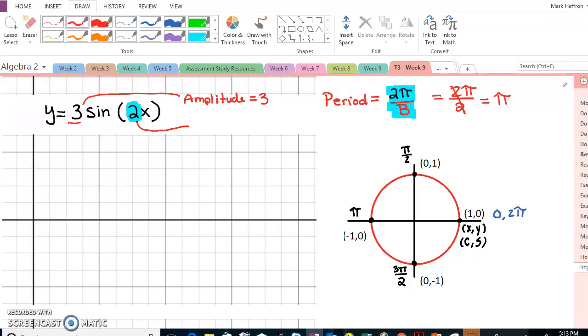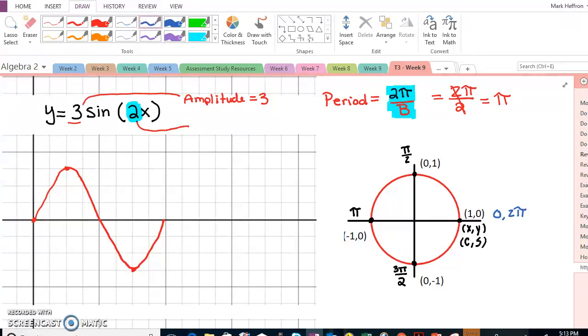So what I'm going to do, this is going to be kind of a cheater way to do this, but I'm going to draw the sine curve. 0, 1, 0, -1. And then I'm going to stretch it up to 3 and down to -3. And I'm going to erase the original just so that I can see what I'm looking at.